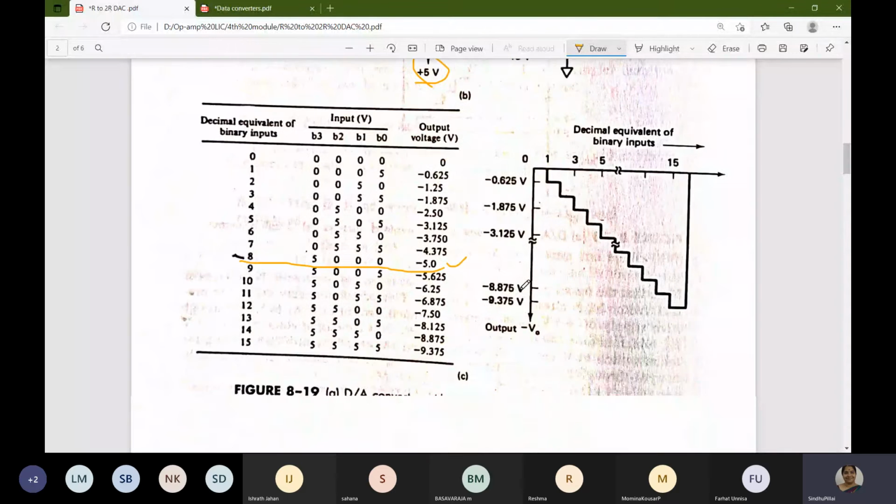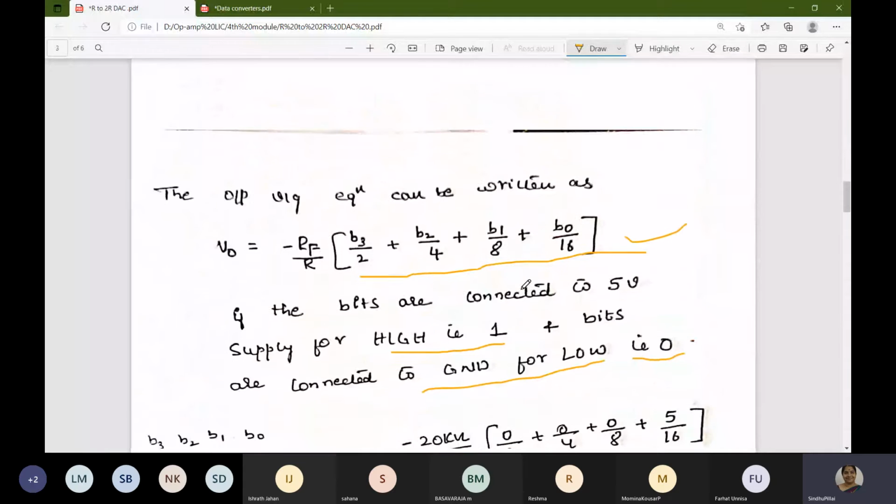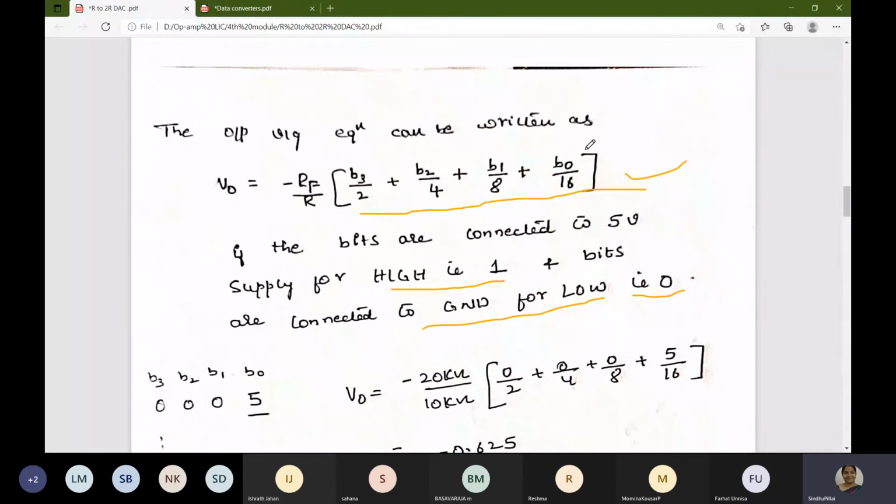So this formula can now have a generalized form. That formula is written here. The output voltage equation can be written as V0 is equal to, taking R as common, minus RF by R, that is the feedback resistor divided by the resistor connected to the bits, times B3 by 2 plus B2 by 4 plus B1 by 8 plus B0 by 16. You can also write it as 1 by 2, or as 2 power minus 1. Both are the same. It is high, 1, when the supply is connected, and it is 0 when it is grounded.